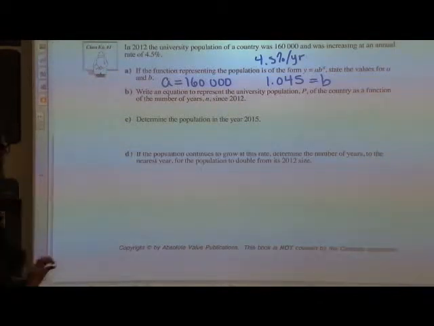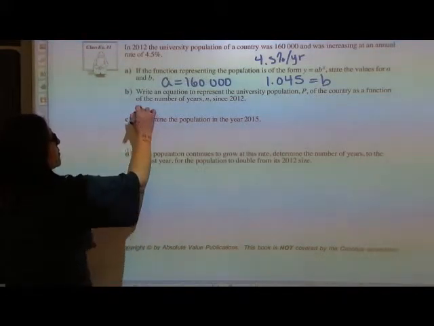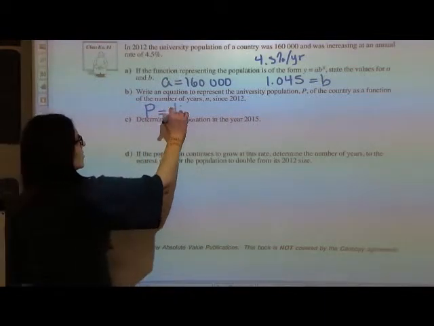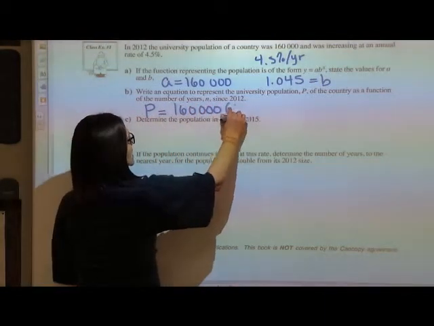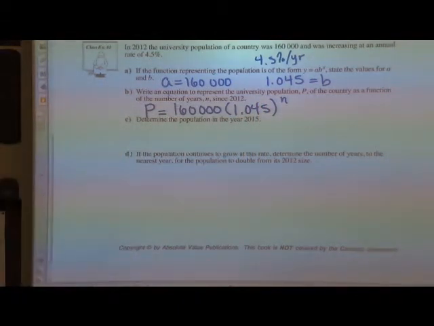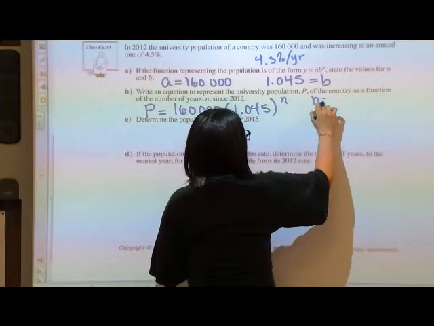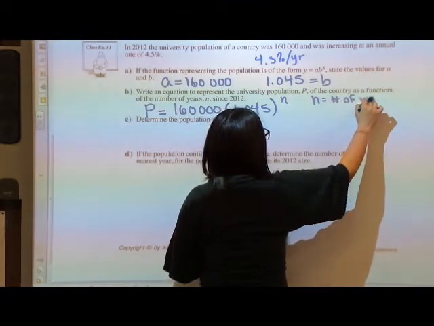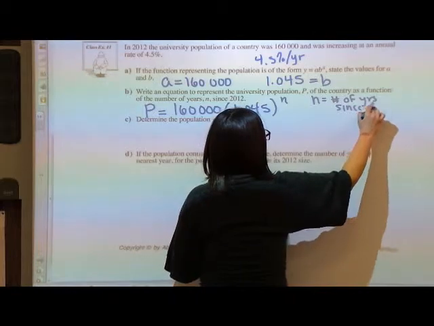So it says, write an equation to represent the university population of the country as a function of the number of years since 2012. So my formula would be population P equals 160,000 times 1.045, and we would make this to the power of n, where n is the number of years since 2012. So I could even specify that. n is number of years since 2012.